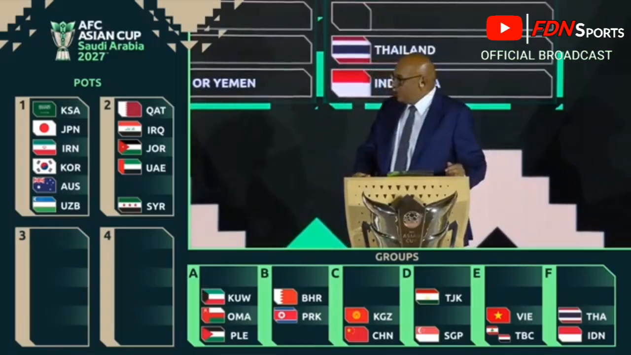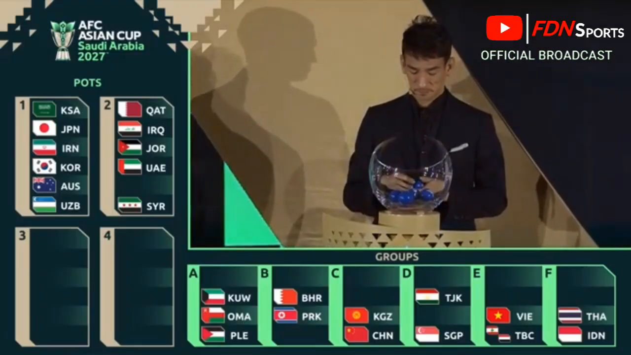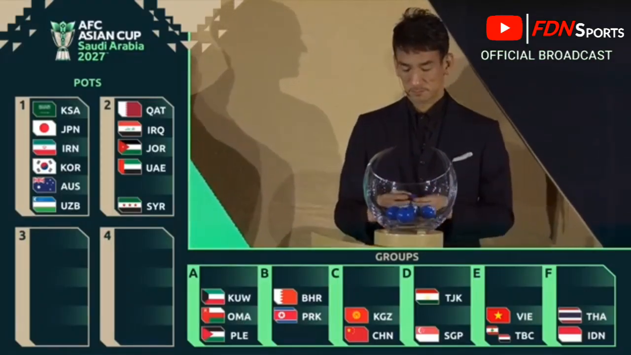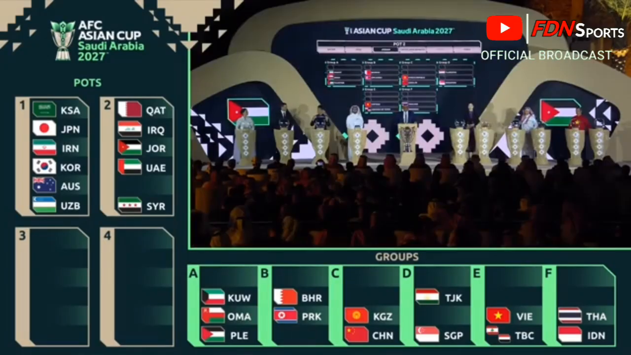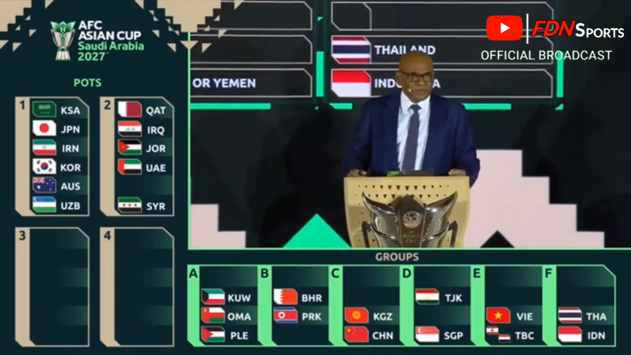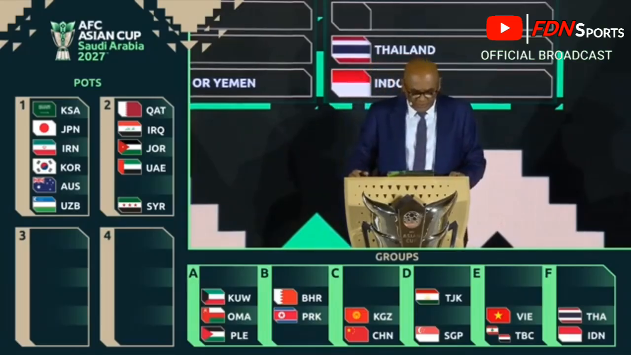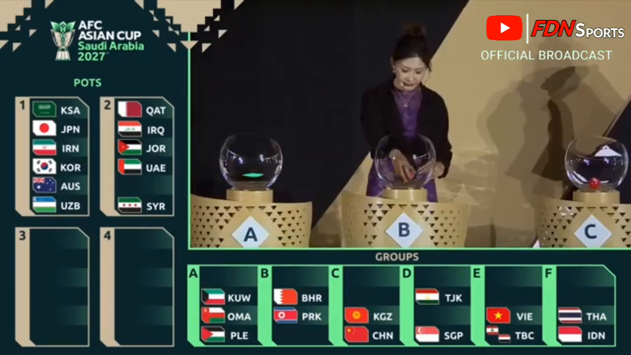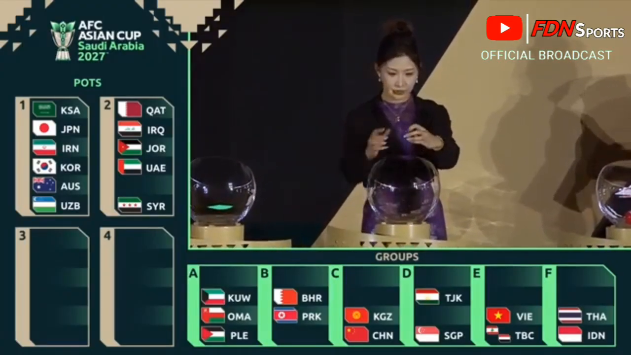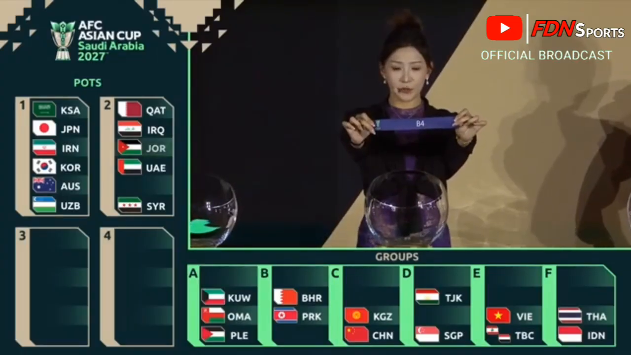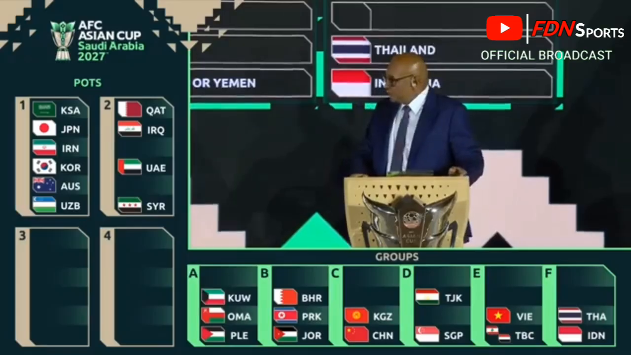Right, let's move on to the next ball. This ball will be drawn into Group B. Jordan. Jordan, finalists in the last edition in Qatar in 2023, preparing for their debut World Cup participation this summer. Jordan, so let's look at which position in Group B? B4. They must be in B4. Thank you so much, Ms. Lee. We move on to the next ball.